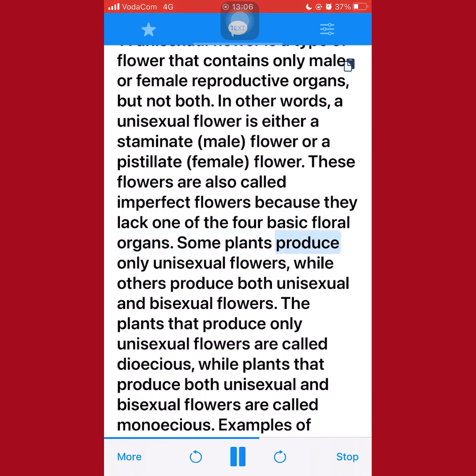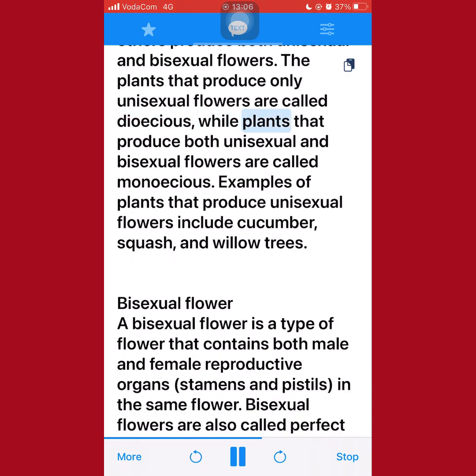Some plants produce only unisexual flowers, while others produce both unisexual and bisexual flowers. The plants that produce only unisexual flowers are called dioecious, while plants that produce both unisexual and bisexual flowers are called monoecious. Examples of plants that produce unisexual flowers include cucumber, squash, and willow trees.